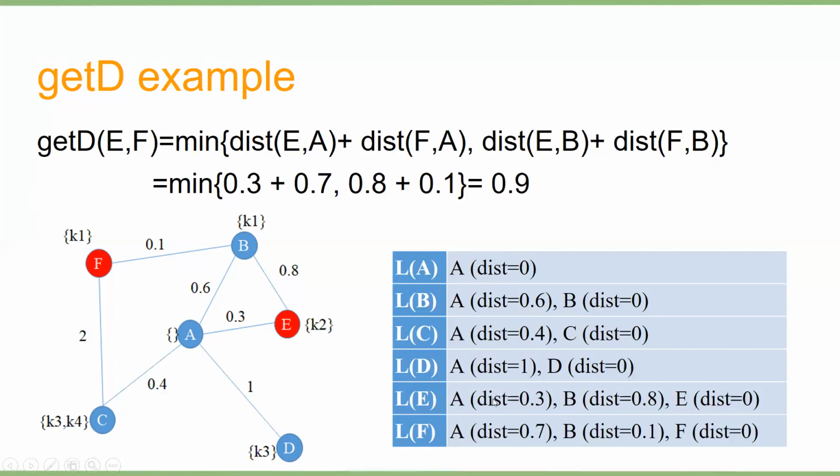We use merge sort join to get the intersection, which is A and B. The corresponding distance is 0.3 plus 0.7, which is 1, and 0.8 plus 0.1 is 0.9. So the minimal answer is 0.9. You can see that for E and F, we go through B with distance 0.9. It's true.